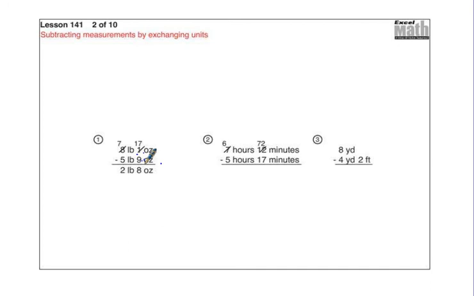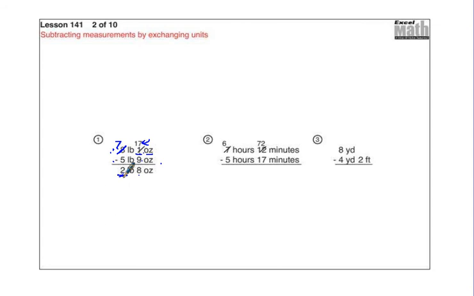1 minus 9, can't do it. So we come over to the 8, we make that a 7. We just took a pound off. So how many ounces are in a pound? Well, there are 16. I've got 1 ounce there already, so I'm going to combine the 1 ounce with the 16 ounces that moved over to there, making it 17 ounces. Now I can subtract. 17 minus 9 is equal to 8. 7 minus 5 is equal to 2.